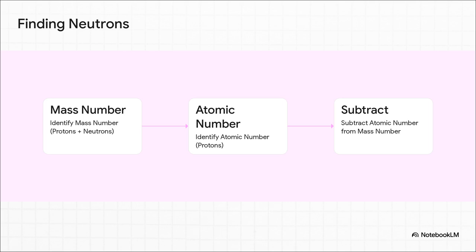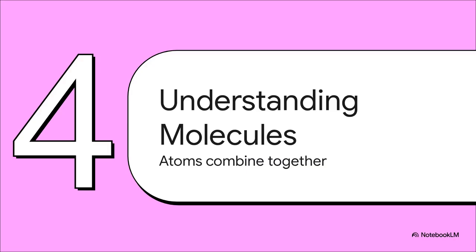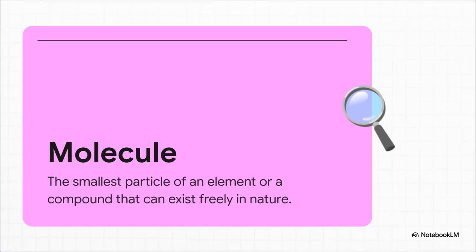So mass number minus atomic number equals your number of neutrons. It literally works every single time. Section 4, understanding molecules, zooming out to see atoms combine. Let's move on and see how this all builds up.